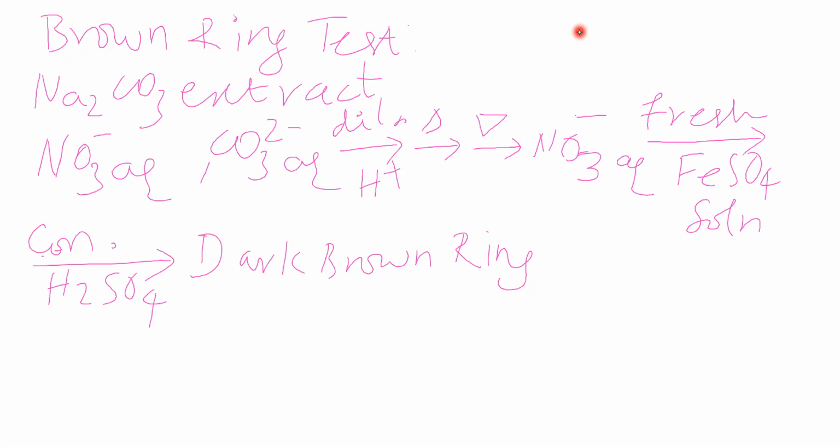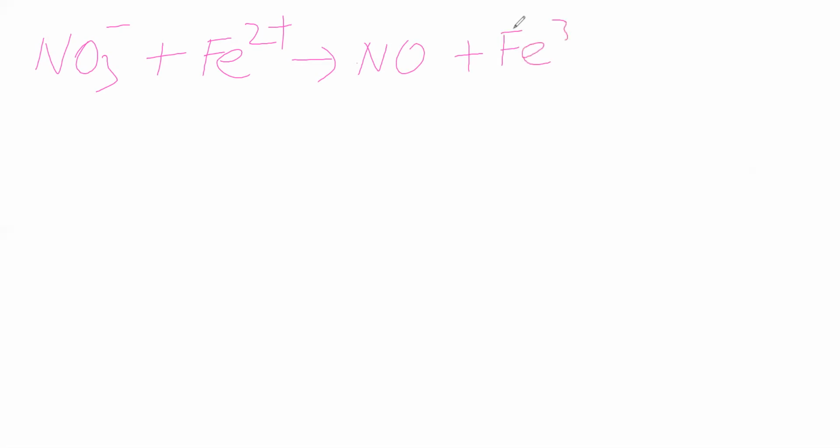Here we added nitrate, and this nitrate can react chemically with the ferrous. NO3 minus aqueous is reacting with the ferrous to give what? Nitrate is becoming NO, and ferrous is becoming ferric. Nitrate becomes nitric oxide, ferrous becomes ferric.